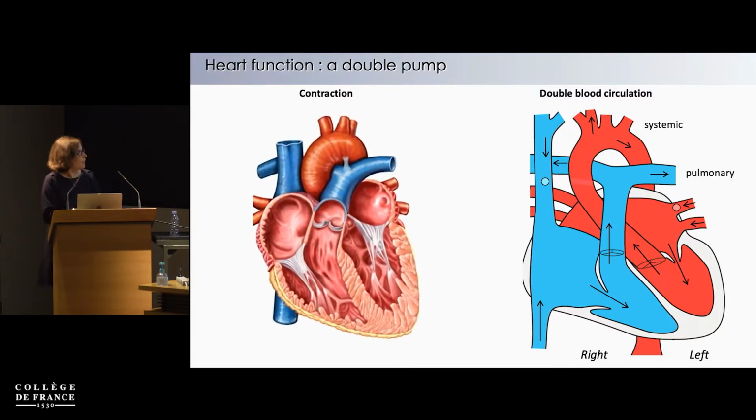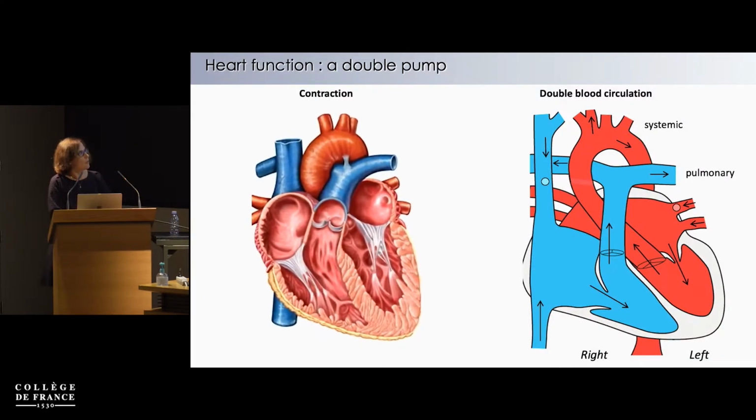Here we go. Equally important for the function of the heart is the double blood circulation. The heart is separated into two halves, one which contains the oxygenated blood and propels it to the organs, and one which collects the carbonated blood from the organs to send it back to the lung. And this is a very important function of the heart.